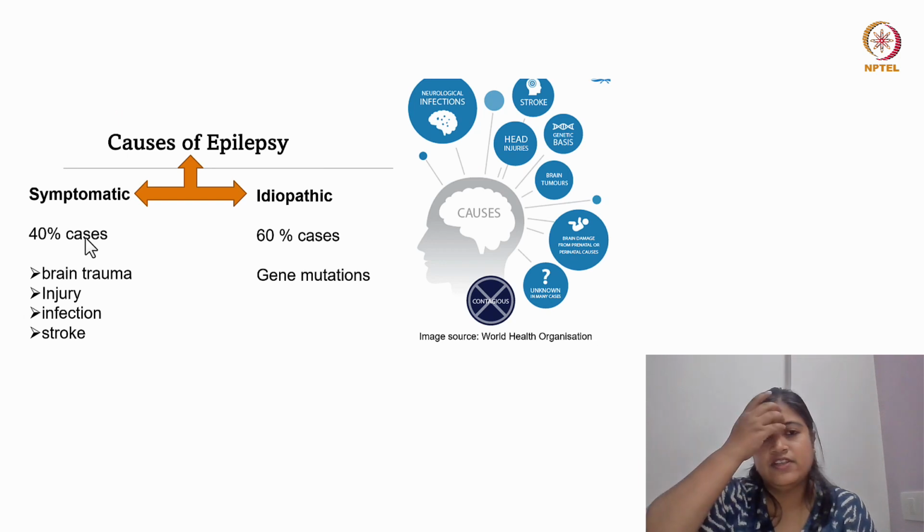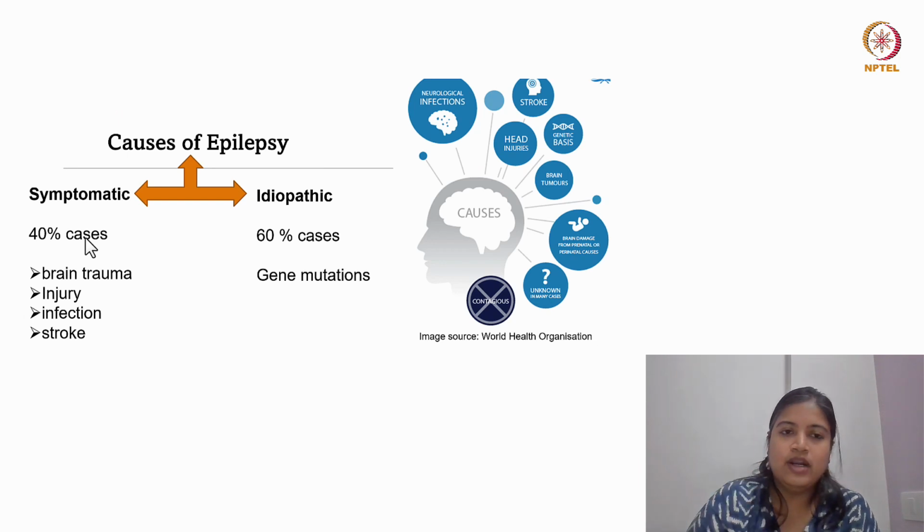So, what are the causes of epilepsy? Broadly, it can be classified into two kinds of causes. It could be symptomatic, which means that there is some symptom attached to it, and that accounts for about 40% of the cases. The symptoms could include brain trauma, brain injury, infection, or stroke. But 60% of the cases were known to have idiopathic causes, which means that the cause was not known.